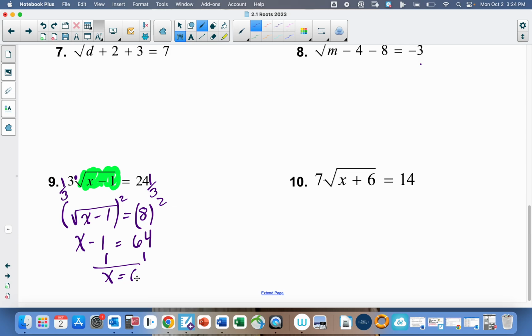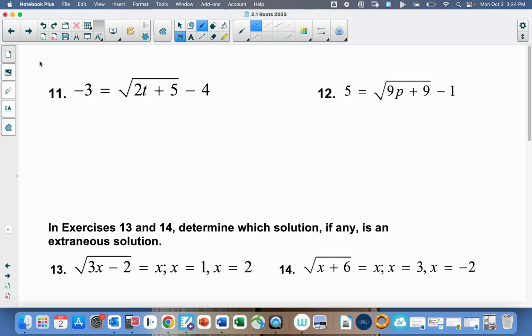And I end up with x is 65. Again, you always want to check yourself. If I put 65 in here, 65 take off 1 is 64. Square root of 64 is 8 times 3 is 24, so it works. Let's flip to the back side.